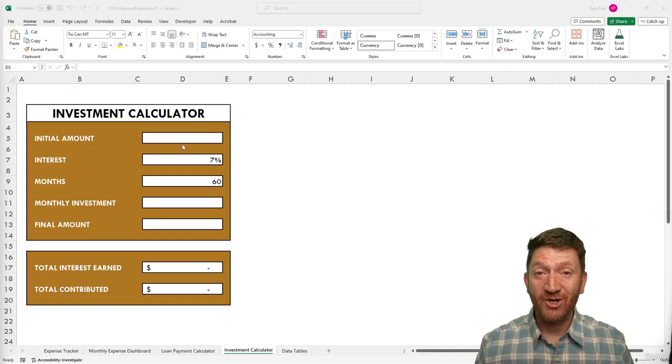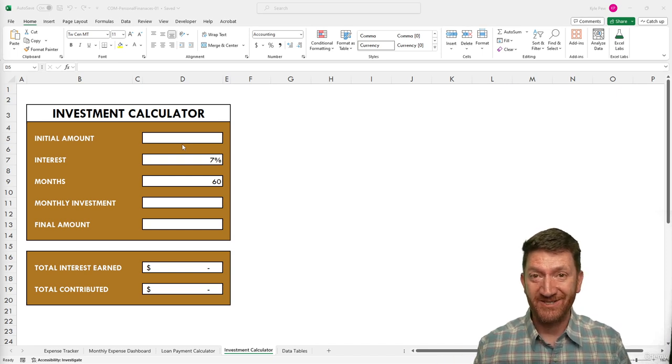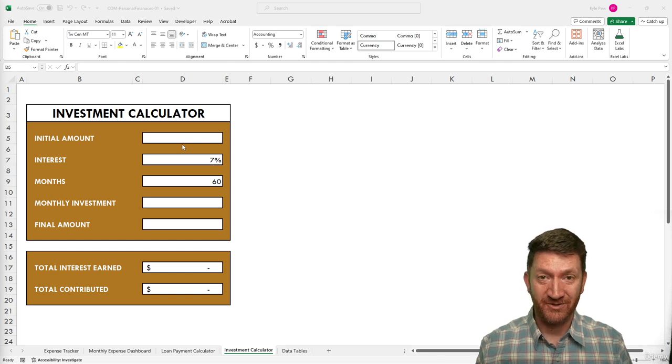All right, we just took a look at the payment function that allows us to find out the monthly payment based off of a present amount or the principal amount, the term, the number of payments, and the interest rate. And that's great. Taking out a loan, you can find out what you're going to be paying monthly.